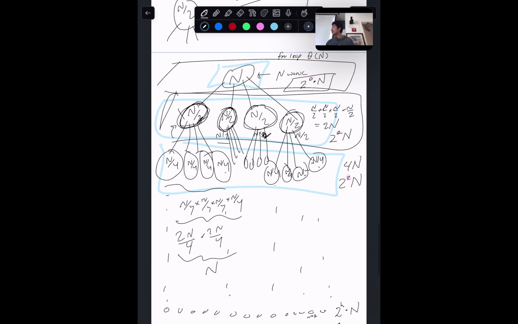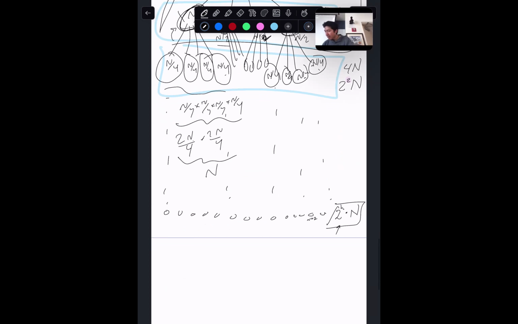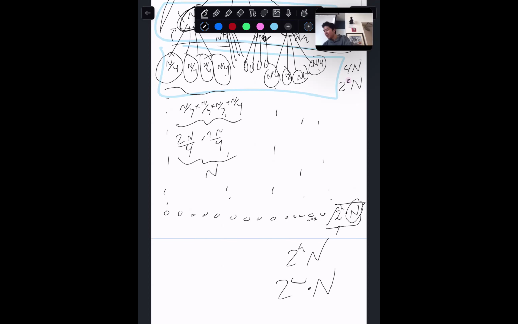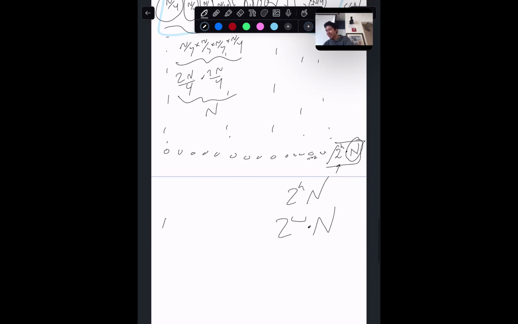The tricky part is finding out how to evaluate this, because I can't just write 2 to the h times n. I have to do 2 to the h, where h is going to be some specific value that we have to find in terms of n, times that n that was right here. And then we take the sum.